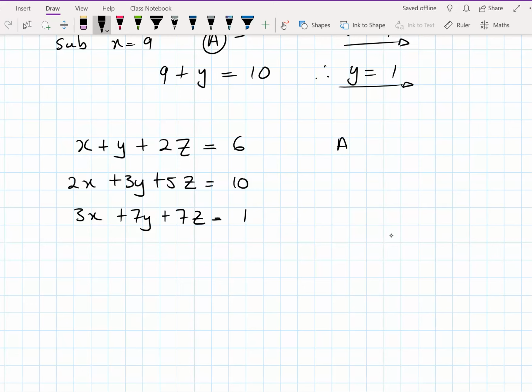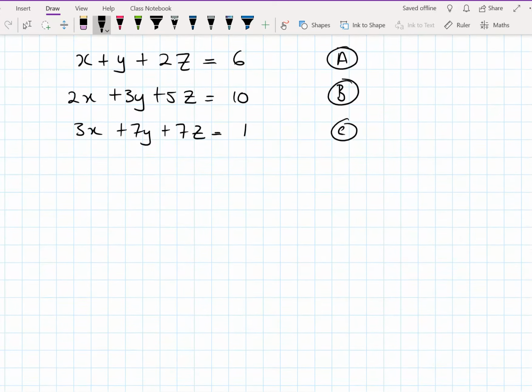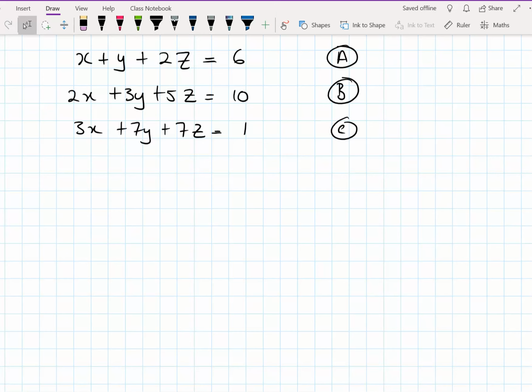I can call that equation A, I'm going to call that equation B, and I'm going to call that equation C. Now, if you've got a graphics calculator, you can solve that straight away on a graphics calculator, but the course that you're doing is an algebraic-based course, and so we need to see how we can go about solving this algebraically. Well, to start off with, I'm going to try and eliminate one of the variables. So I'm going to take equation B, and from it I'm going to subtract two lots of A.